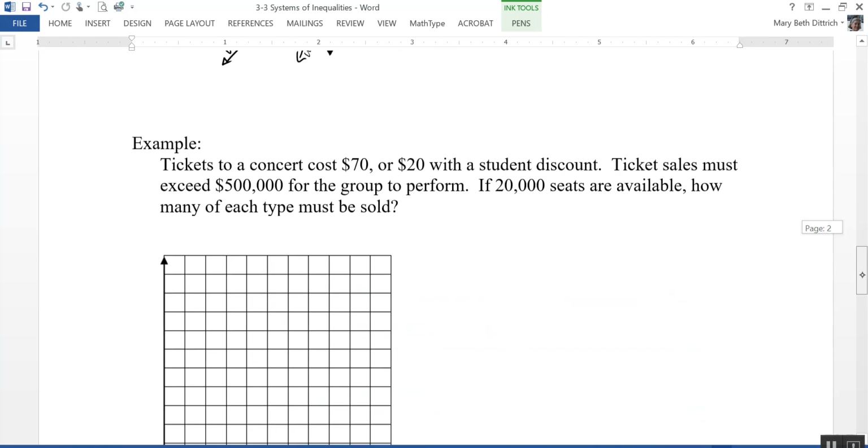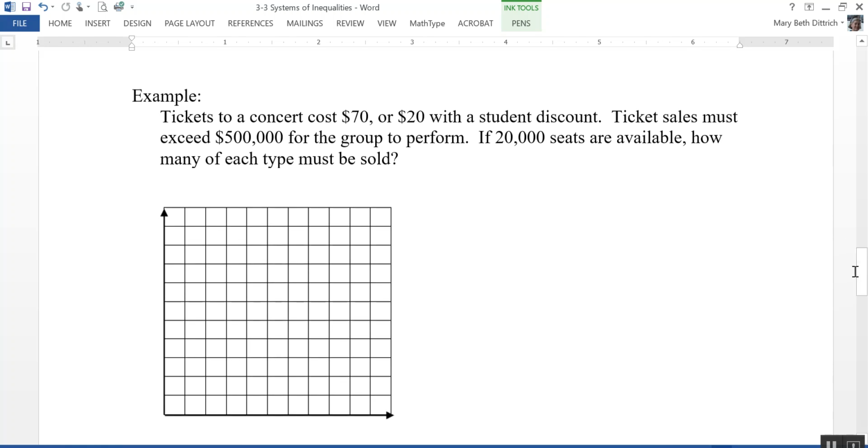Let's take a look at a word problem here. Tickets to a concert cost $70 or $20 with a student discount. It's a pretty good student discount. Ticket sales must exceed $500,000 for the group to perform. If 20,000 seats are available, how many of each type of ticket must be sold? So from this information, I can write a couple inequalities. Let's start by defining our variables. Let x equal the number of regular tickets. And let y equal the number of student tickets.